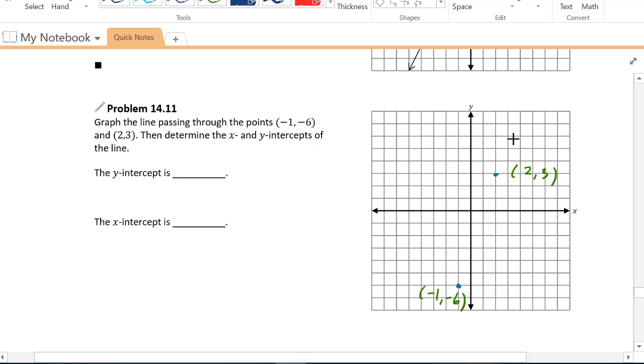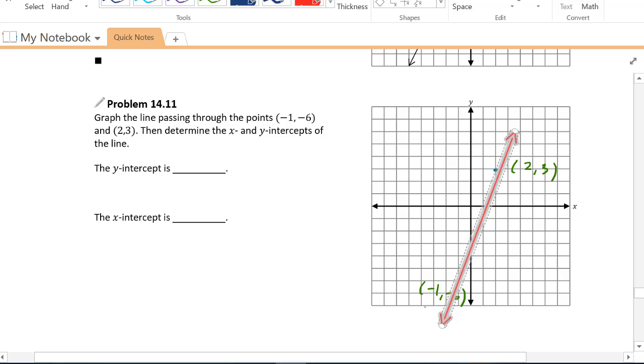So, again, you're going to have to use something straight. Mine is not that straight, so there's going to be some problems. Let me see if I can make this straight. All right. But if you use something straight and you connect it through both points, all right?